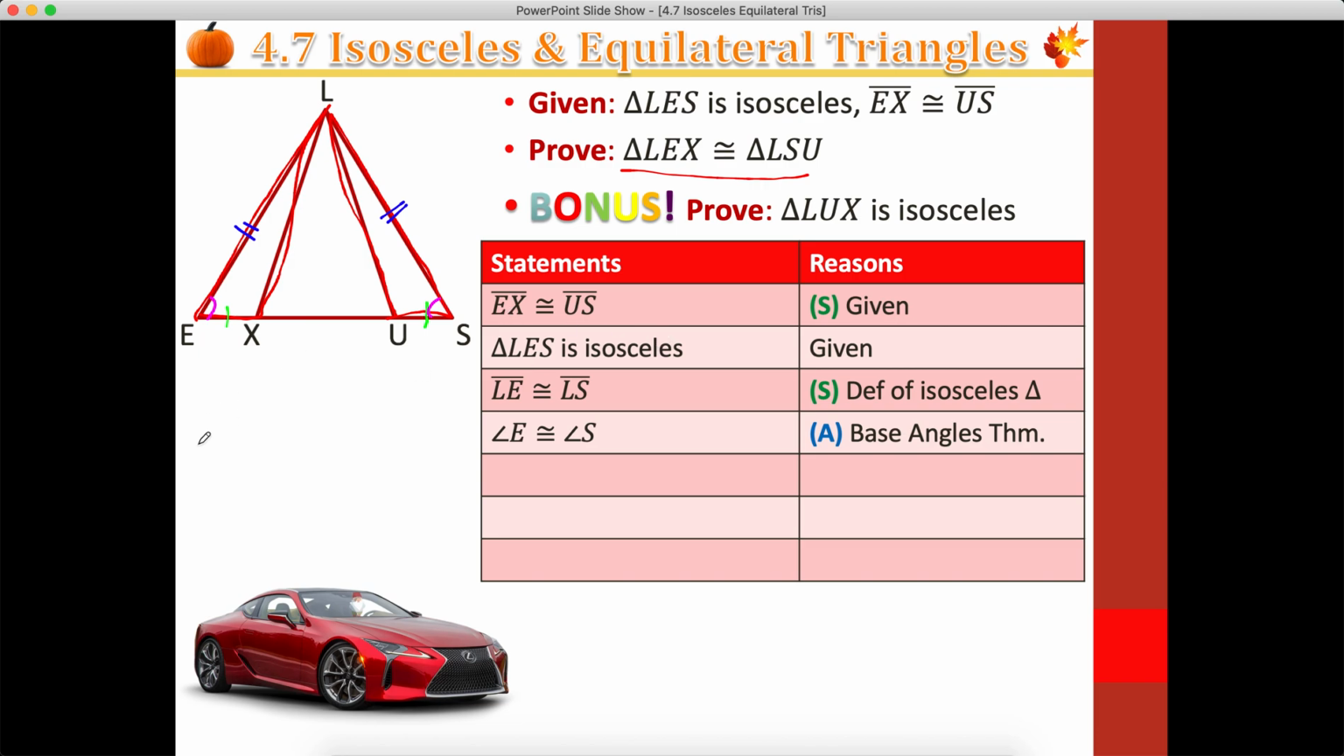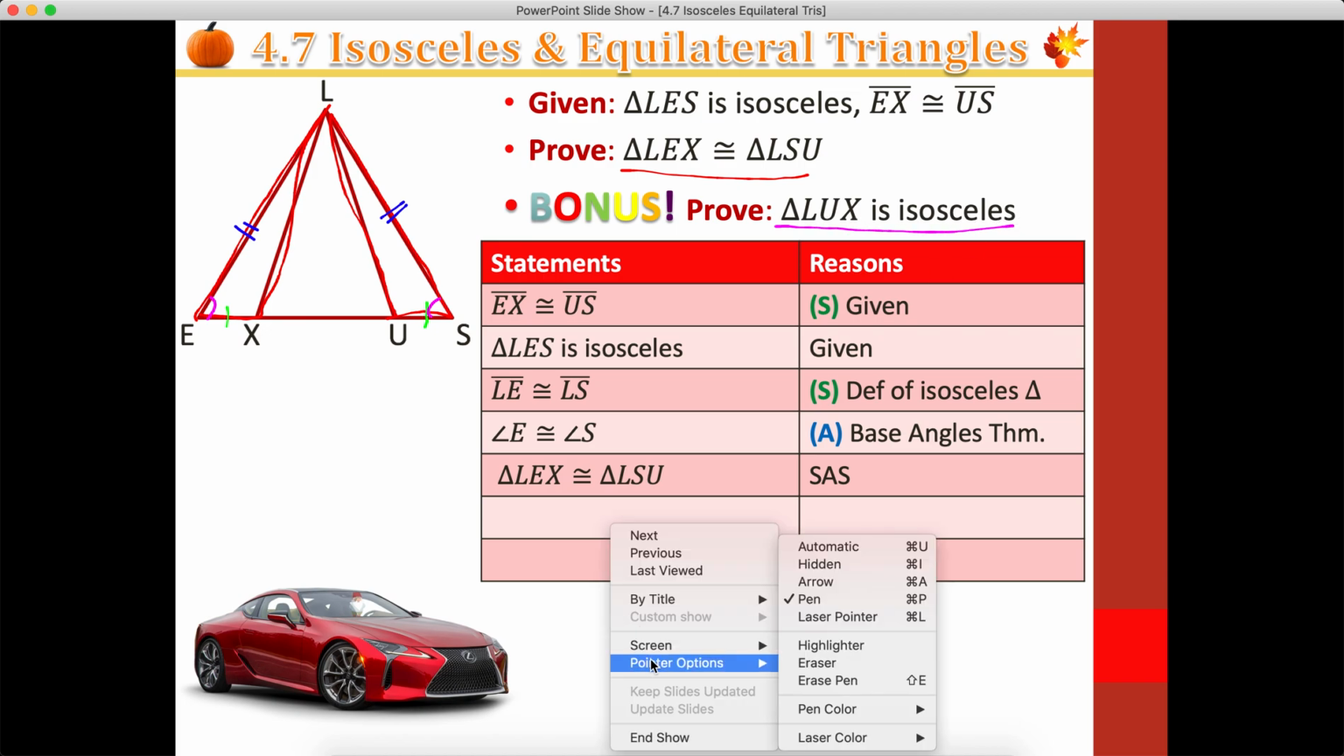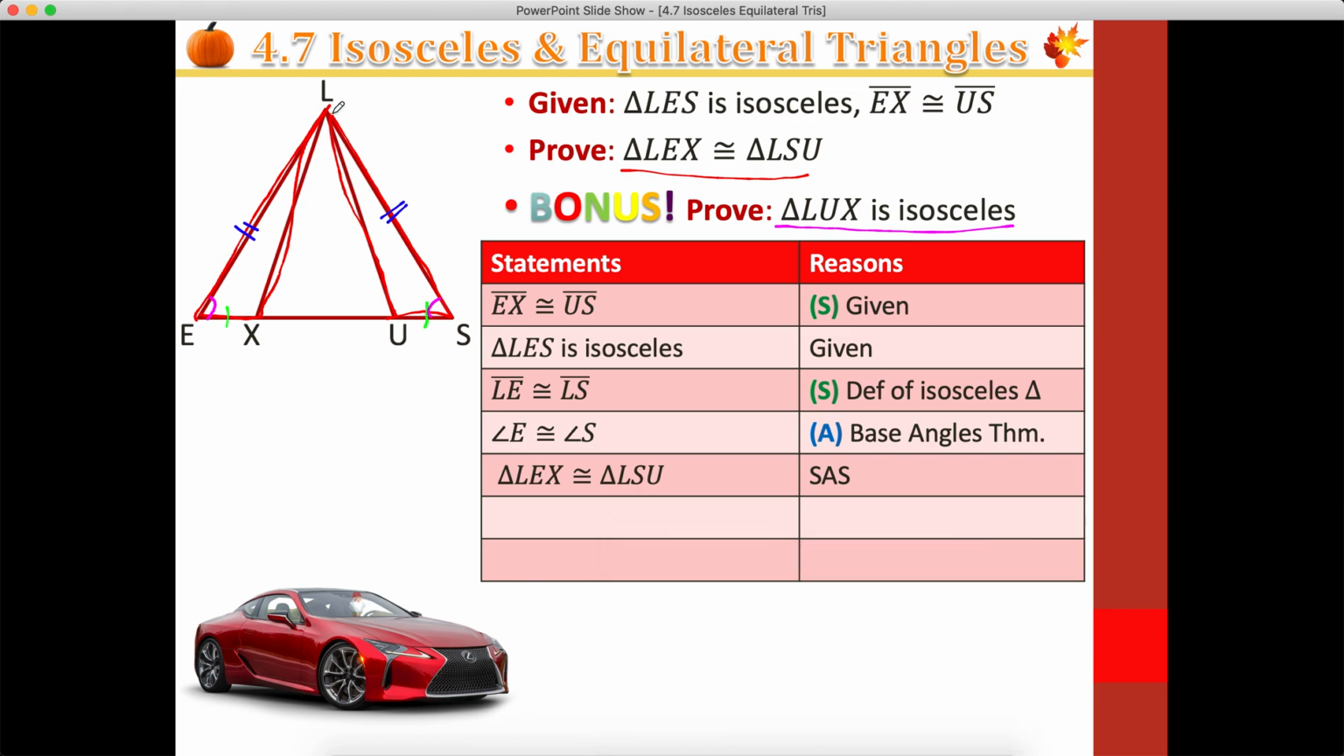So now if I look at the 2 red triangles, it should be pretty clear that we have a SAS setup between them, SAS, and that's enough to demonstrate congruence. However, if I want to show that this middle triangle, which I'll highlight in gray, is isosceles, think about what that means. I'd have to show that at least two sides here are congruent to each other.